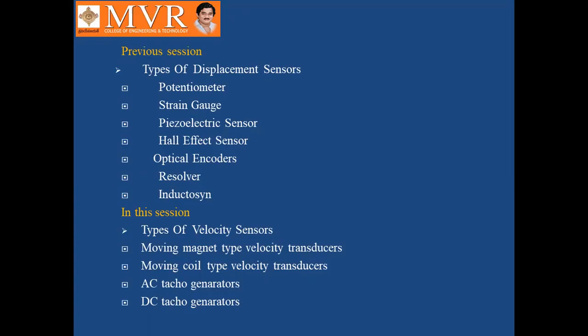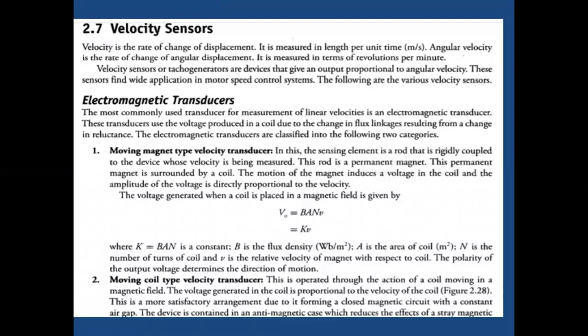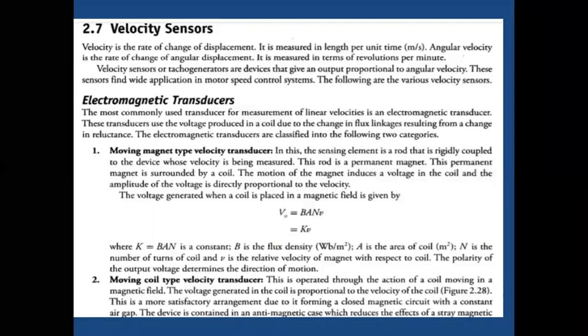So what is meant by velocity sensor? As we know, velocity is nothing but the rate of change of displacement. Velocity equals displacement with respect to time. So the change of displacement with reference to time we can call velocity. It is measured in length per unit time, or as angular velocity.